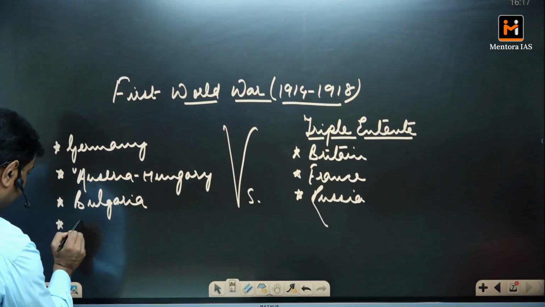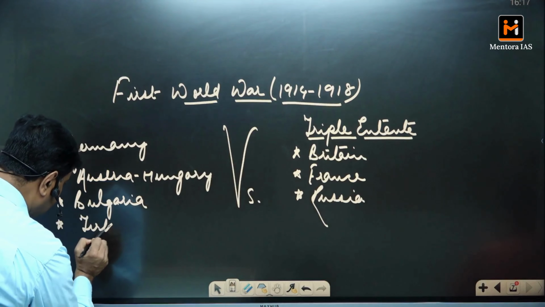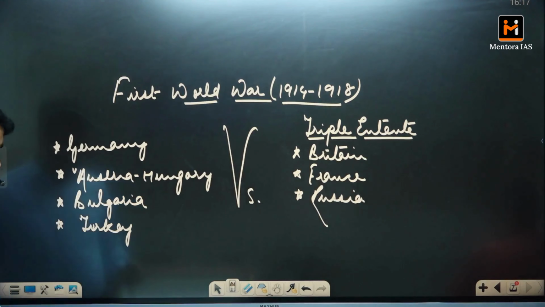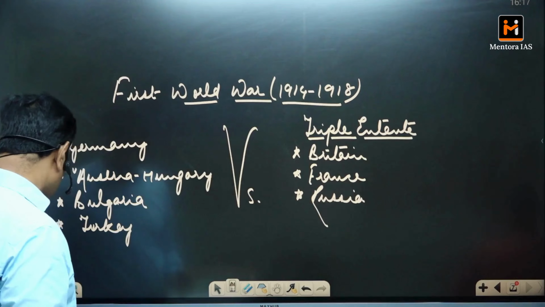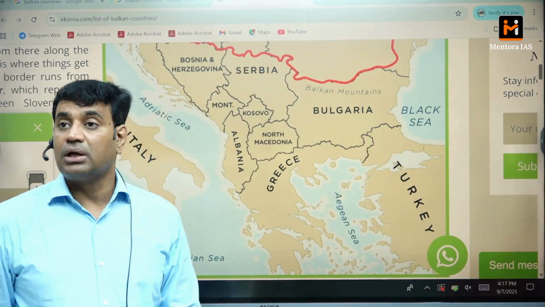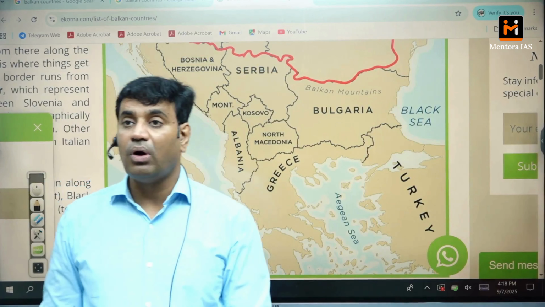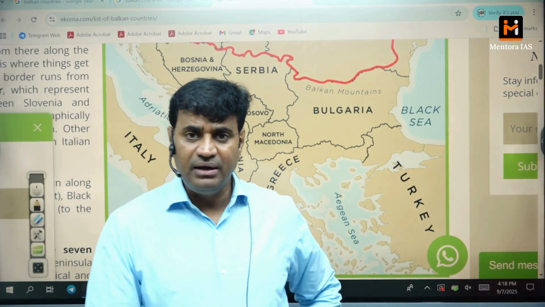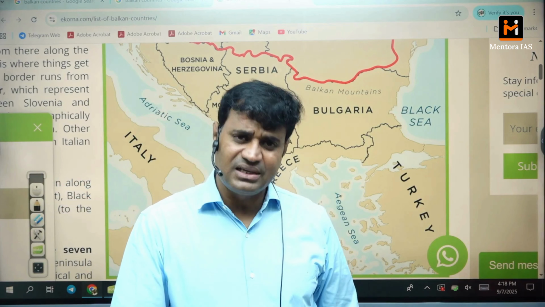Apart from Bulgaria, another sensitive country, Turkey, also joined this group. Why did Turkey join this group? Turkey is located here. Turkey joined the group because Turkey was the head of the Ottoman Empire, an Islamic Empire, and Turkey was affected by France. And Turkey joined the group.